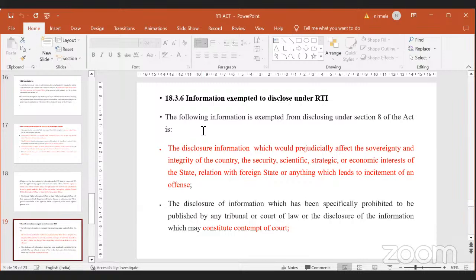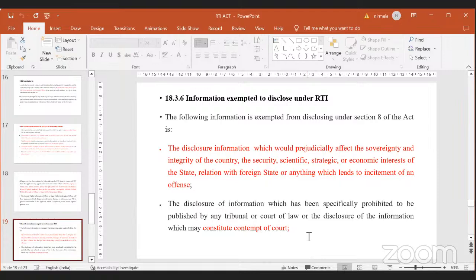And under Section 8 of the Right to Information Act, the disclosure of certain information is restricted, namely information that would prejudice or affect the following. The disclosure of any information which would affect the sovereignty, integrity, and unity of the country, security of the state, and which affects the scientific, strategic, or economic interests of the state, which means the nation, or anything if it affects the relations with a foreign state or anything which leads to incitement to an offense, and the disclosure of any information which has been specifically prohibited to be published by any tribunal or court of law, or which may constitute contempt of court.